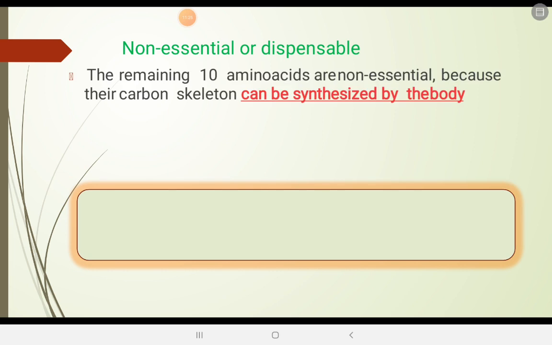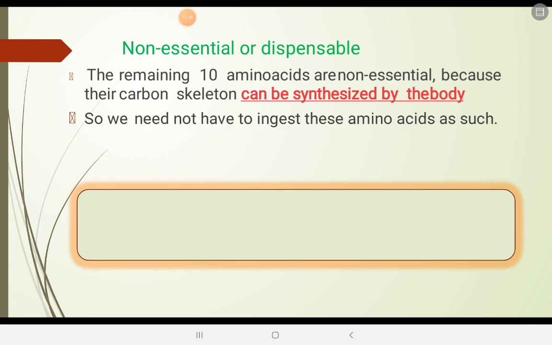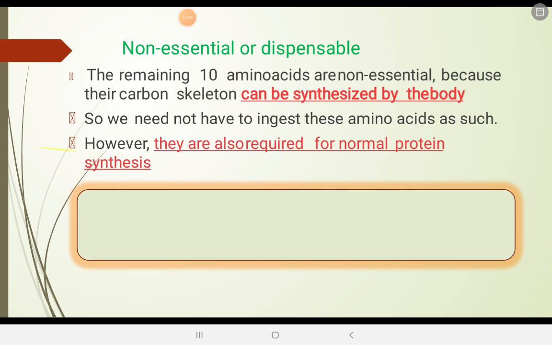The remaining 10 amino acids are non-essential because their carbons can be synthesized by the body. So we need not ingest these amino acids as such. However, they are also required for normal protein synthesis. These non-essential amino acids are required for normal protein synthesis. They can be synthesized by the body, so we need not ingest these amino acids as such.